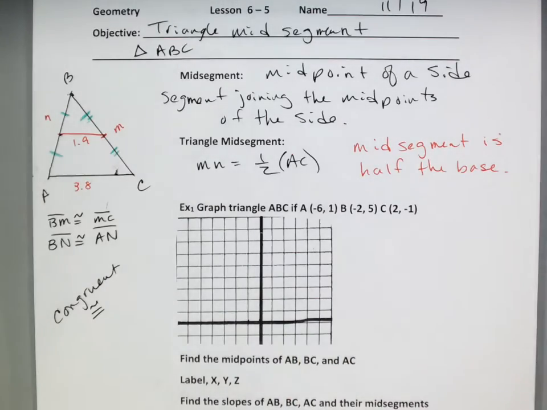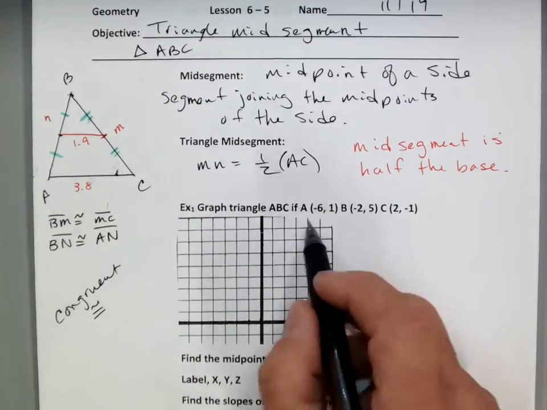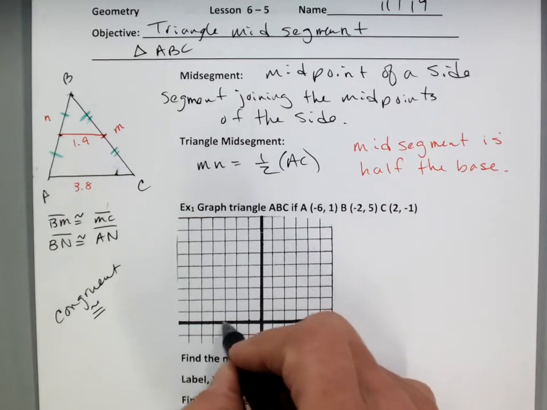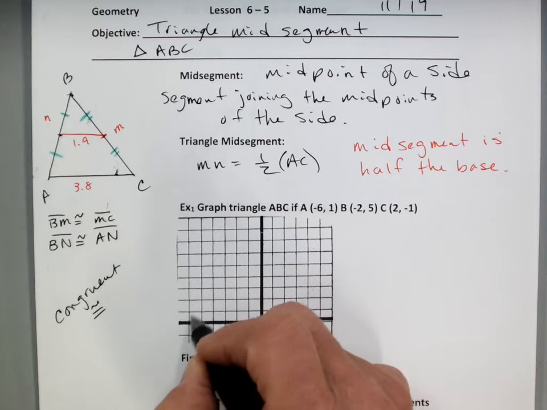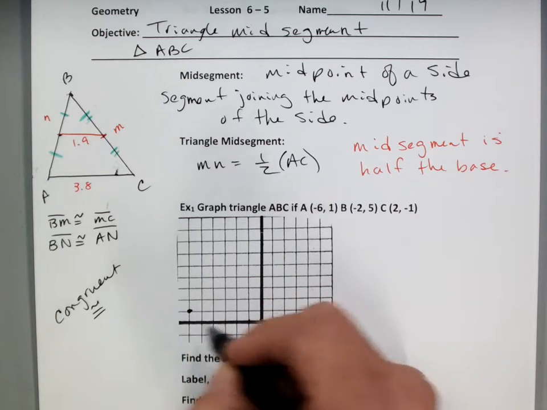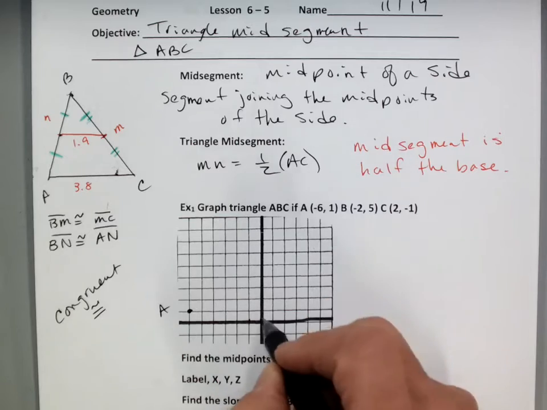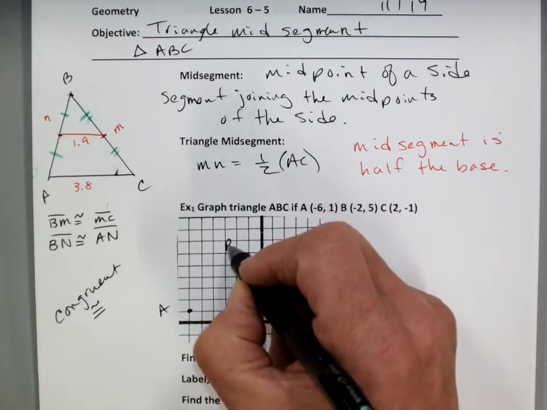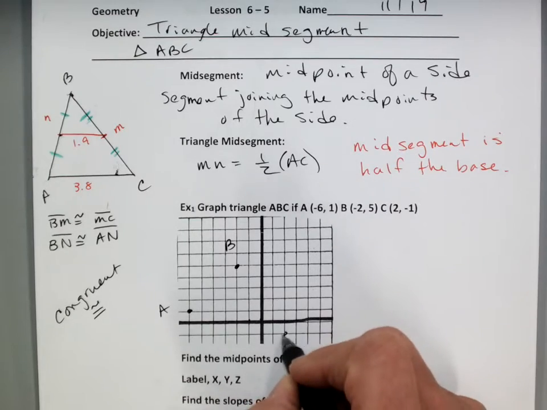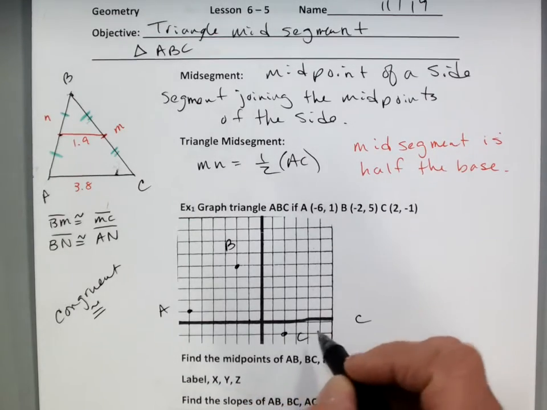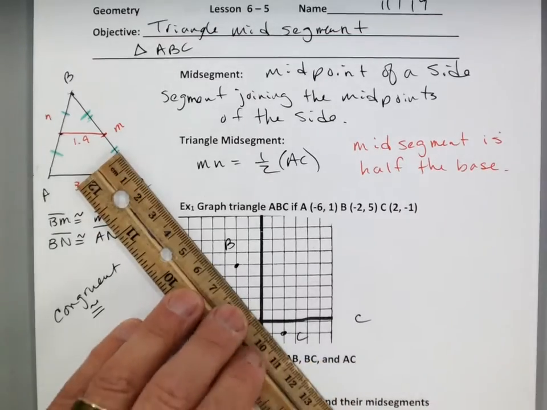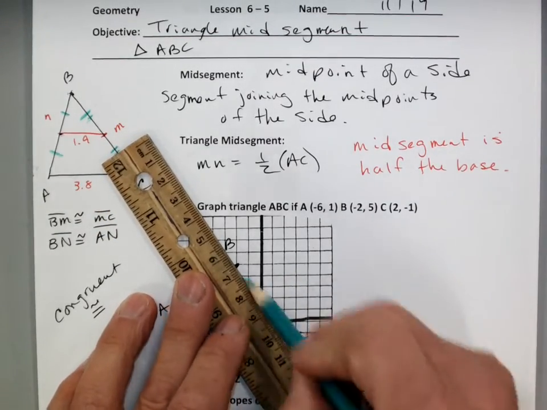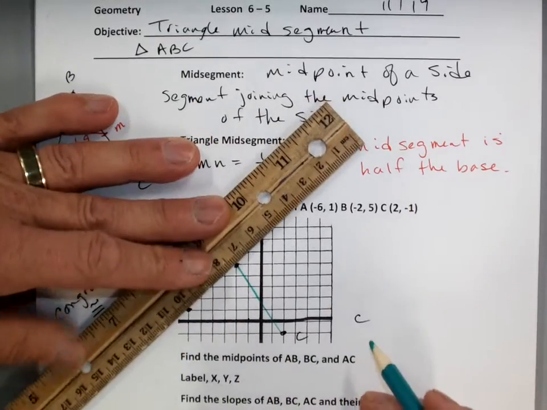Okay, so let's take a look at example 1. Let's see if we can find a mid-segment. So let me graph. I'm going to graph A at -1, 1, and then B at -2, 5, and C at 2, -1. Okay, let me connect the dots. I make my triangle in blue so we can see it better. There's triangle ABC.